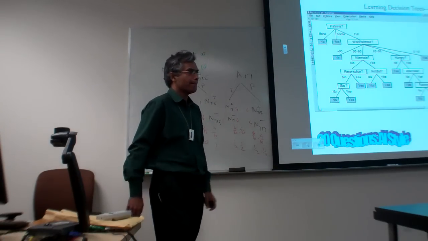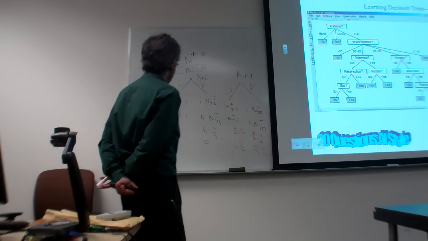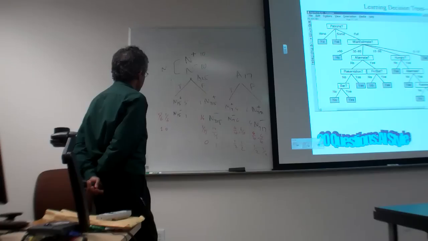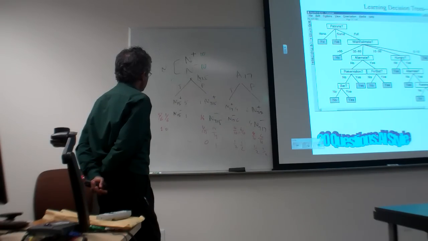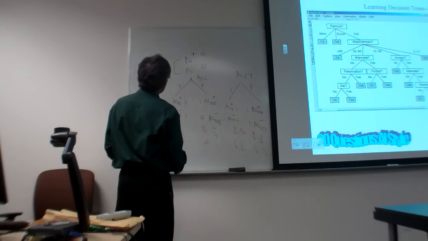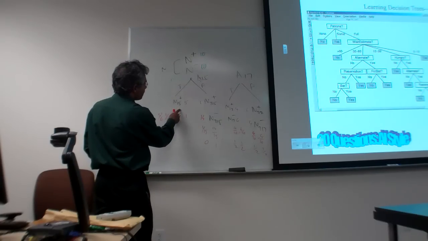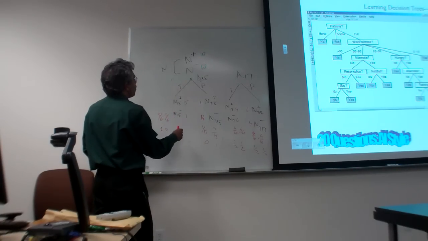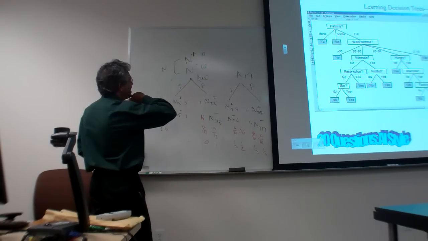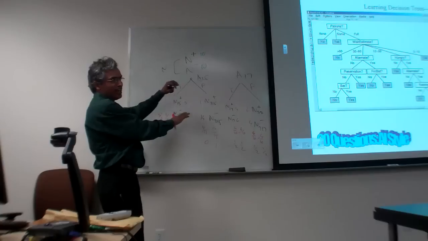Yes? In the first decision tree, the number of negative is 50, but the number of negative above is 10. Which one? In the first decision tree. This one, yeah. The number of negative is 15. Oh, okay. Yeah, you're right. Those numbers should make sense.